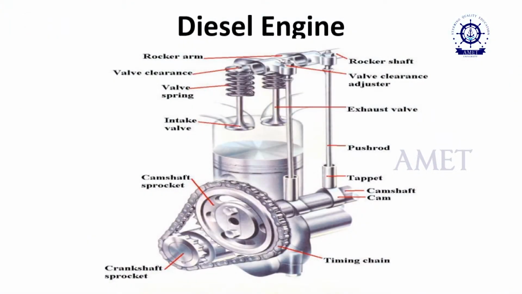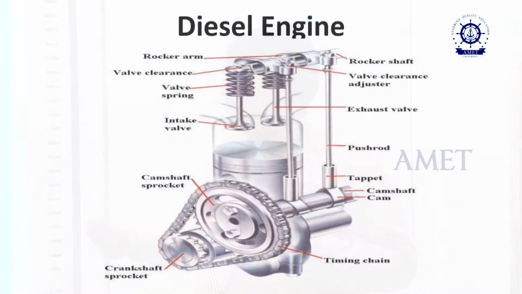You can see here a diesel engine, it has a piston cylinder arrangement. The piston is connected to the crankshaft by means of a connecting rod. The whole arrangement of the piston, connecting rod and the crankshaft is enclosed inside an engine cylinder. At the top you can see valves, which control the opening and closing of the inlet and exhaust valves, and these are governed by the camshaft.